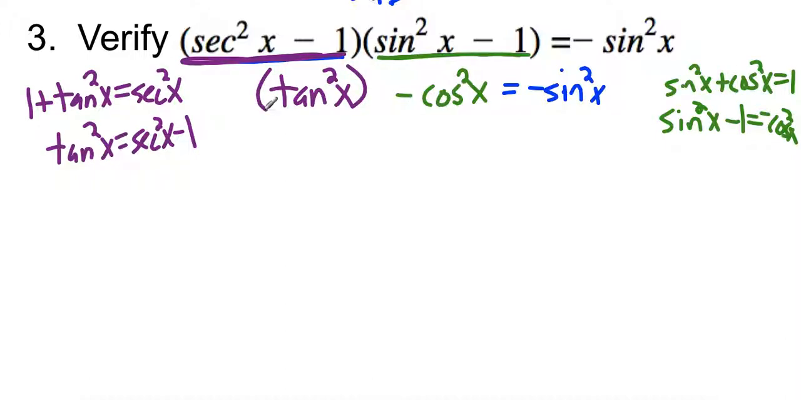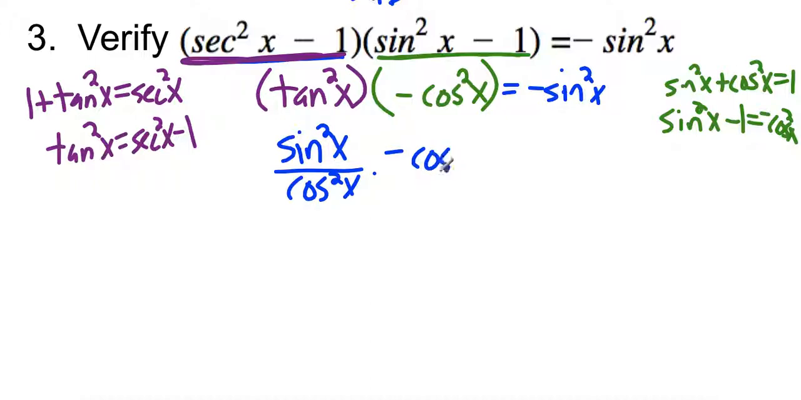So we have this times this. Okay, so I've used two of my Pythagorean identities. Tangent squared. Notice I've got cosines and sines. We can rewrite tangent in terms of sine and cosine. Remember, tangent is sine over cosine. So tangent squared is going to be sine squared over cosine squared. And then I have negative cosine squared, which I can put over 1.